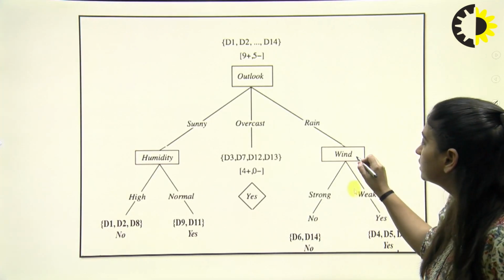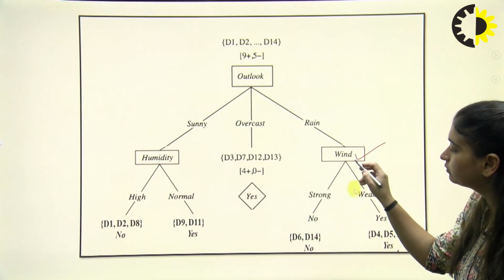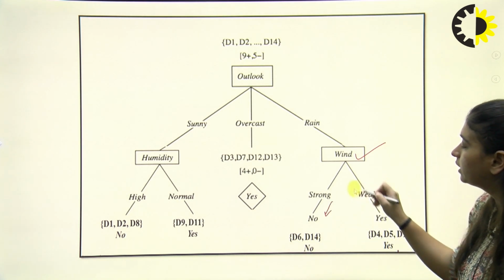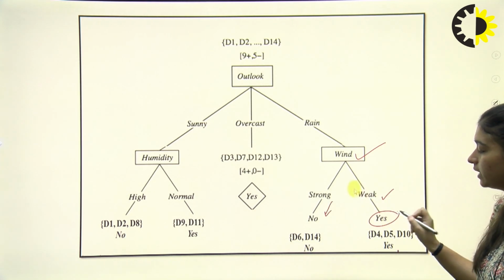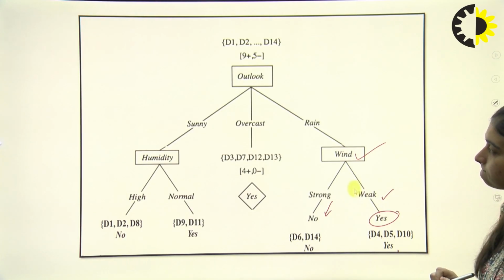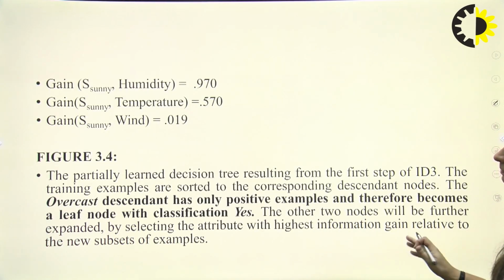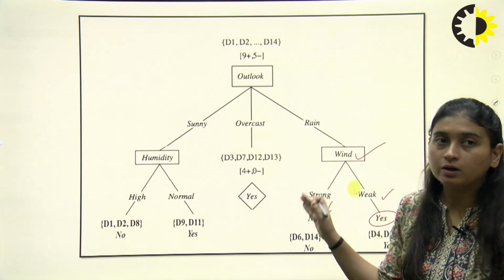So here this attribute will be wind, and if the wind is strong, then it will be no, and if it is weak, then it will be a yes. Okay, so in this manner you need to prepare your decision tree.